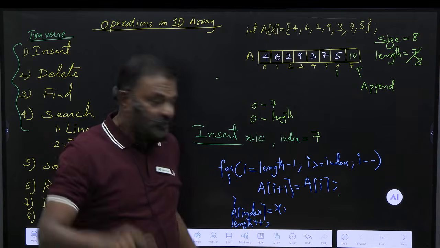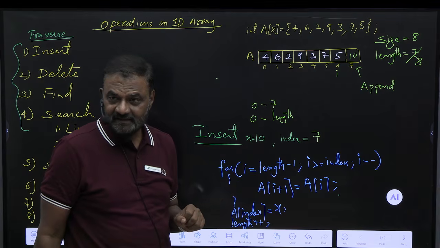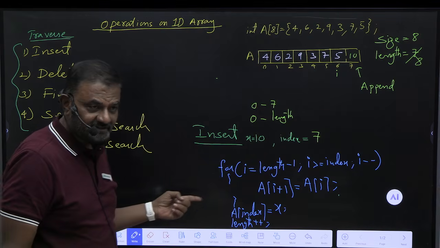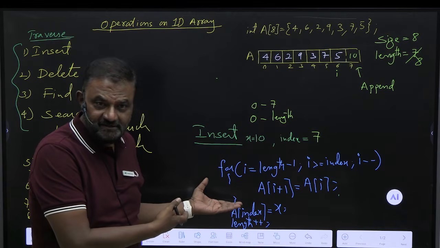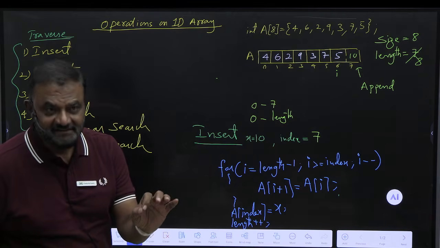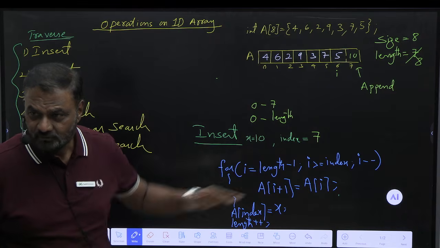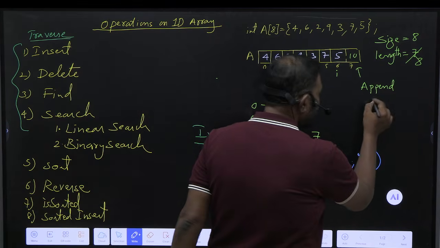Now you tell me, what is the time taken when I am inserting at the last place? At the last place, how much time has it taken? I was initialized, then the for loop was not executed. Then just the element was inserted. So how many steps? One step. So the time is how much? Constant. Order of 1.